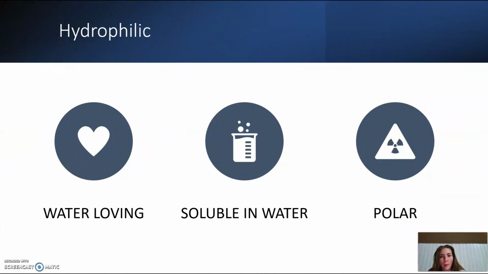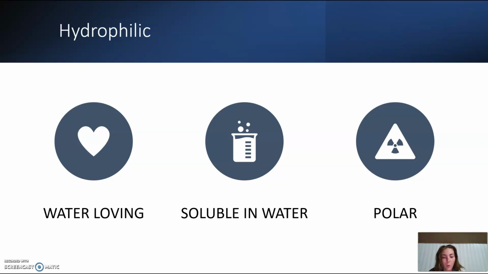So first, with the hydrophilic substances, they're going to be ones that are water-loving. They're going to have a positive charge, and they're going to be soluble in water, which means that they would dissolve in water, and they're going to be polar. And so they're substances that if water were to spread on that surface, it would spread evenly, maximizing contact.